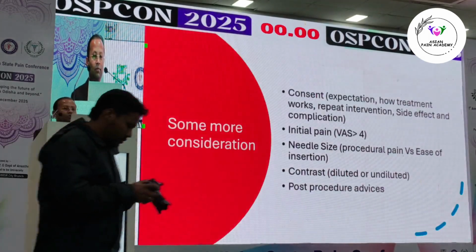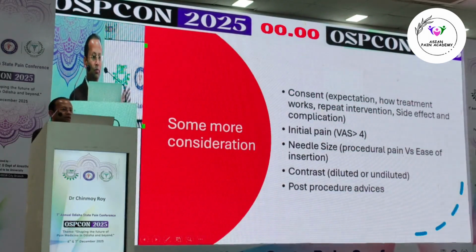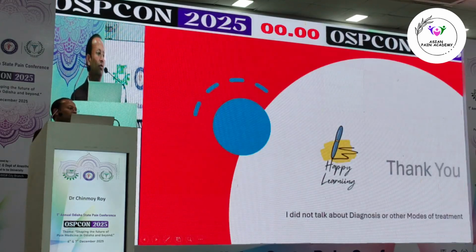Some more considerations: consent should be taken. The initial pain VAS should be more than 4, moderate pain should be there, otherwise you should not go for intervention. Needle size, okay, we will finish within 30 seconds. The needle size should be smaller, otherwise procedural pain will be too much. Contrast, you can dilute or not dilute. Post-procedure advice you should give. Okay, thank you.